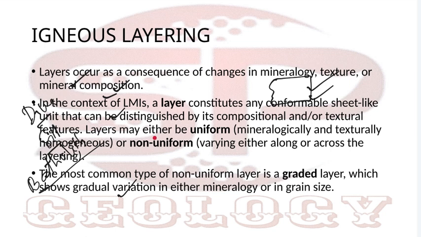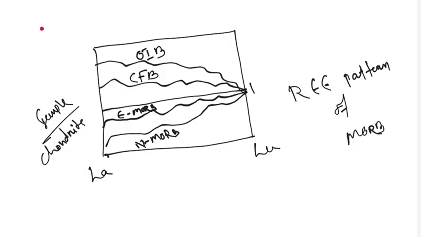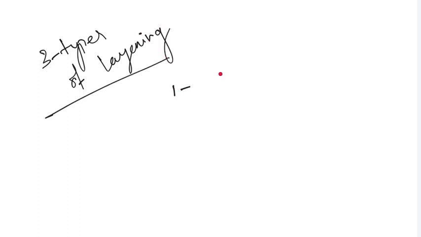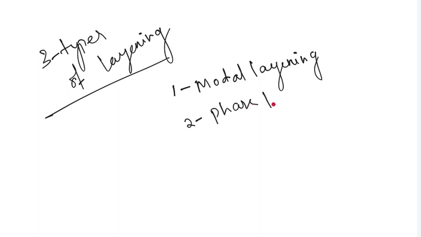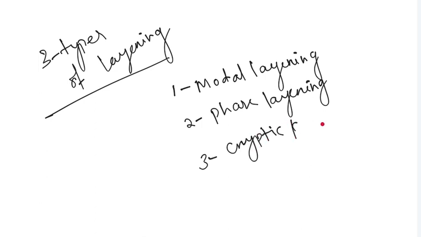Igneous layering, basically there are three types of layering. Okay, this is the basic three types. Apart from these, other types are there. First is modal layering, second is phase layering, and the third is cryptic layering. Okay, these are the three types of layering that develop in igneous intrusions.